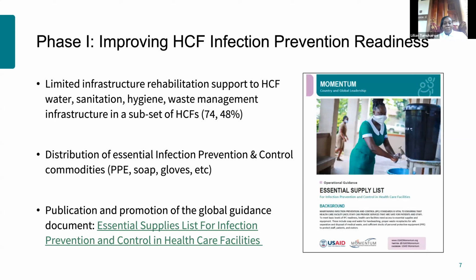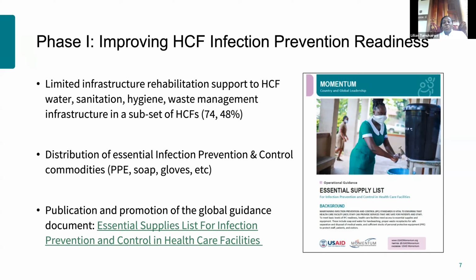Basically, phase one supported infection prevention readiness at healthcare facility level. And the interventions we looked at were limited infrastructure renovations, support to the healthcare facilities to improve access to water, sanitation, hygiene, and waste management in a subset of healthcare facilities, that was 48% of the healthcare facilities.